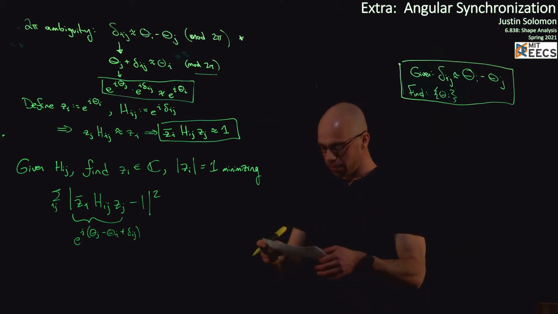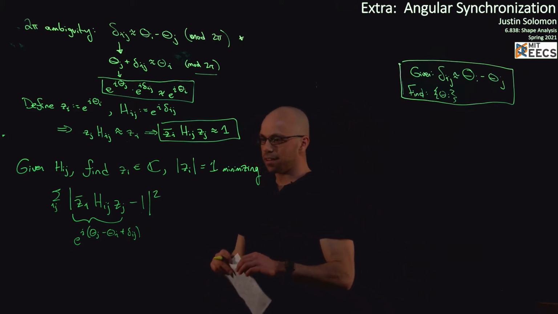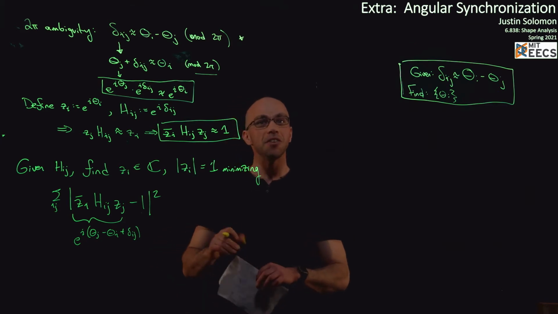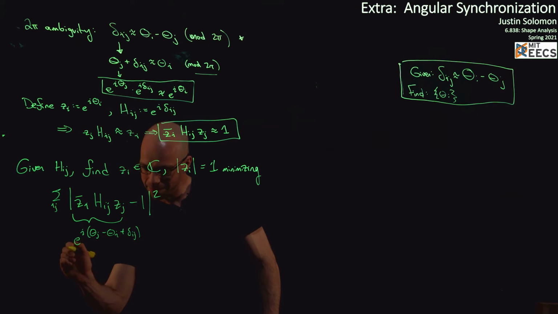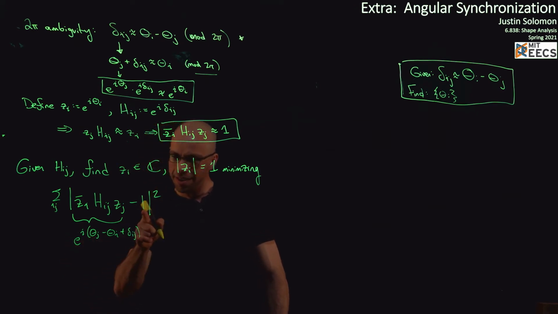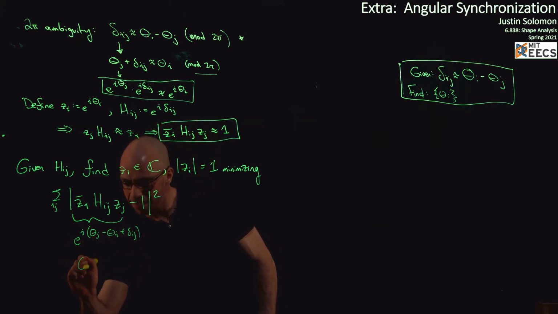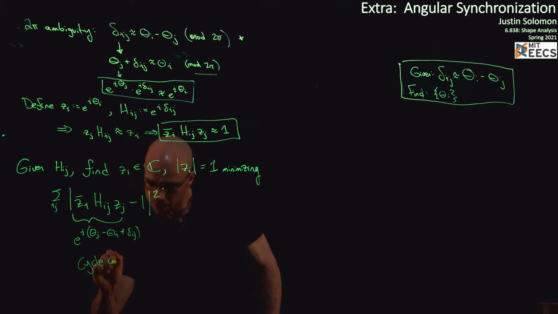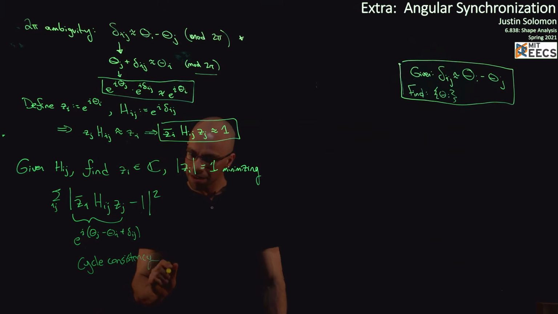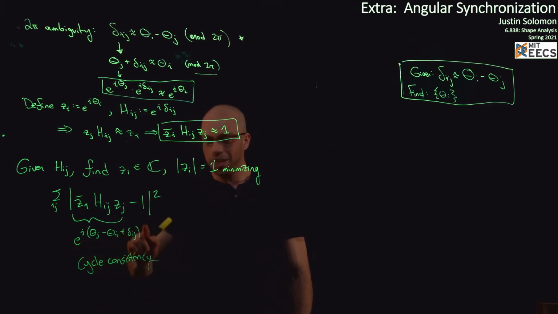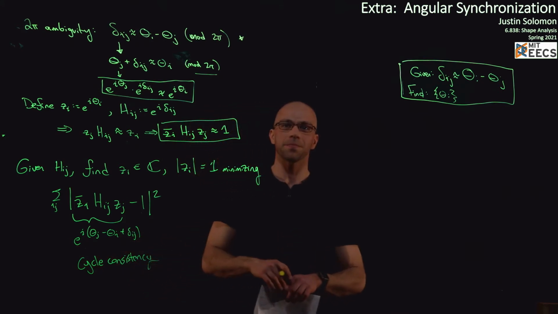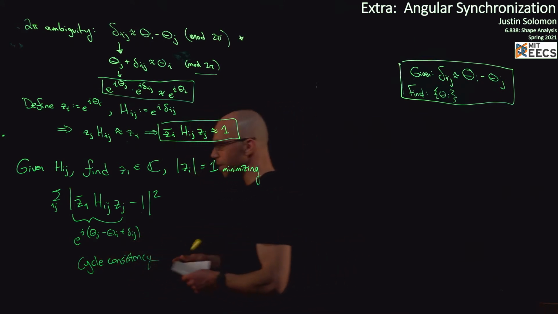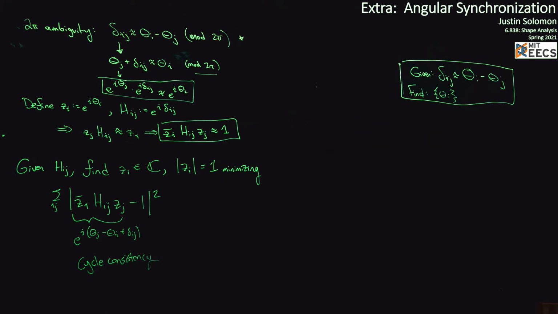Okay, so let's simplify this least squares expression a little bit. Oh, by the way, before continuing, notice this expression here, that this thing should equal 1. This is just cycle consistency, right? This is saying that if I map from i to j and back, I get the identity. So it's sort of like a 2-cycle in some sense. Okay, so in any event, let's simplify our expression a little bit.